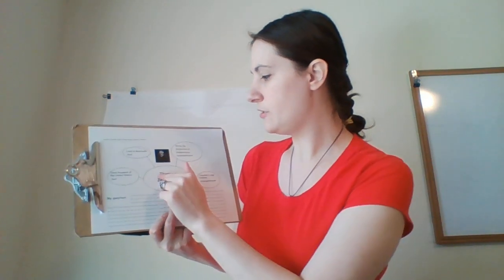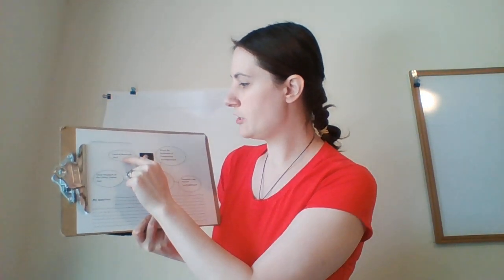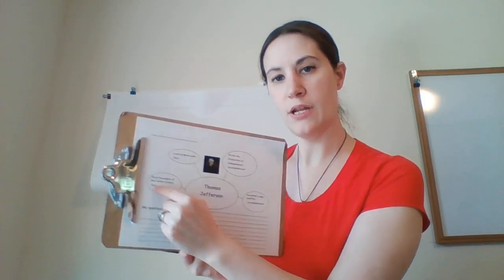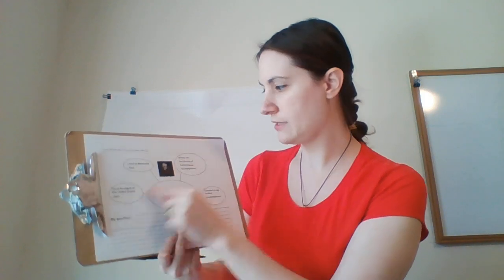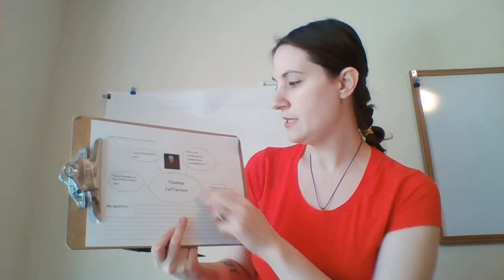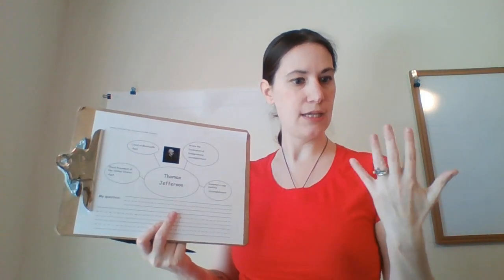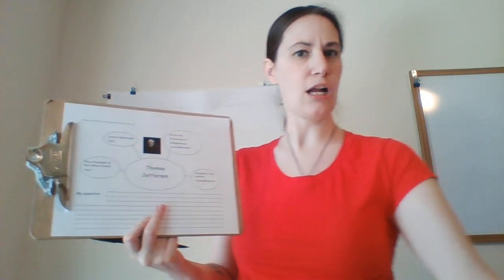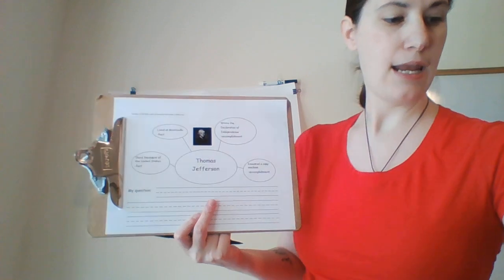So, Thomas Jefferson, he lived at Monticello, and down here I can see that that's a fact. He was the 3rd president of the United States, and I can see down here that that's a fact. He wrote the Declaration of Independence. That's an accomplishment. That's something he did in his life. And he invented a copy machine. Again, that's an accomplishment. That's something he did in his life.